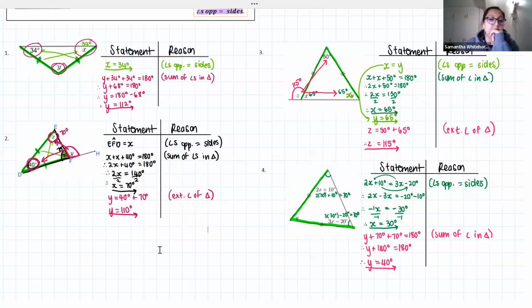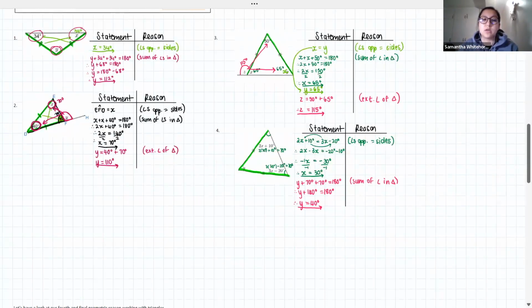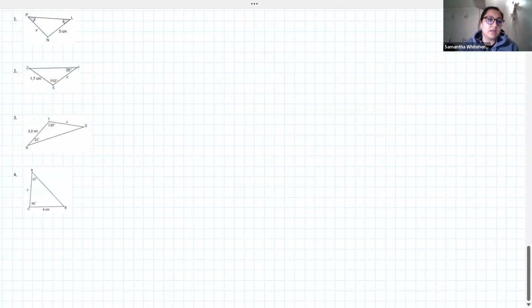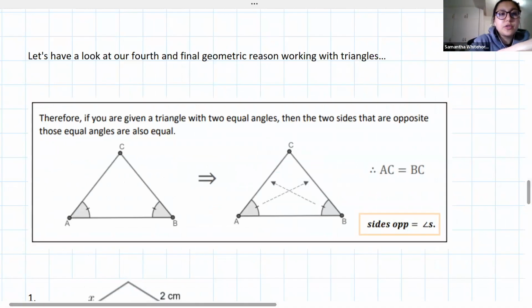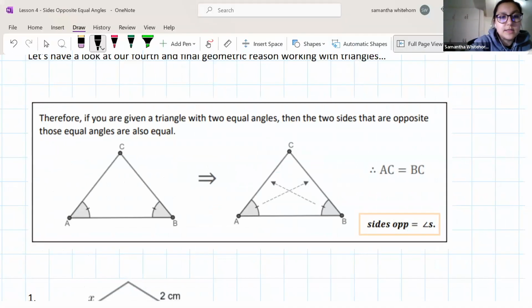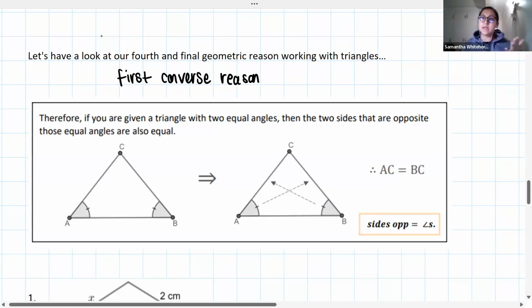So guys, what we're going to end off with is just this last reason, which, like I say, it's not important, it is, but it's not one that comes up a lot. So it's one we need to know, it's one we need to be aware of, but we don't ask a whole lot of questions on it. Okay, so this is actually our first, what we call converse reason. All right, so converse basically means the opposite or the other way around.